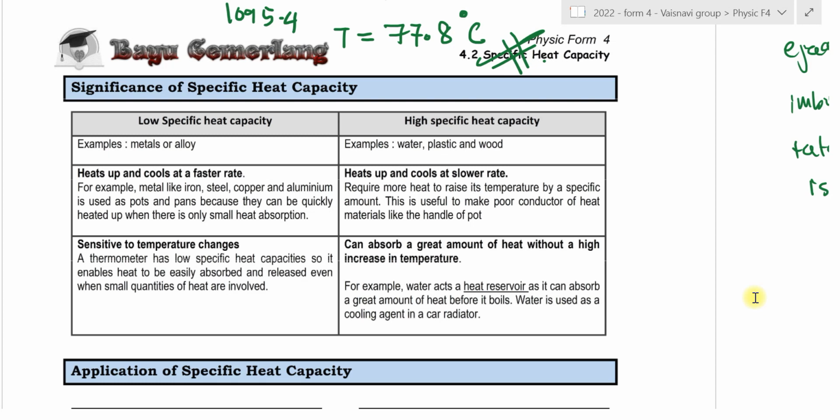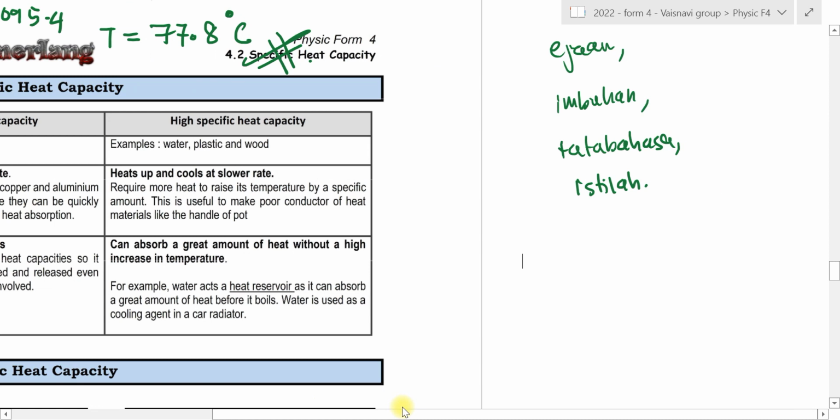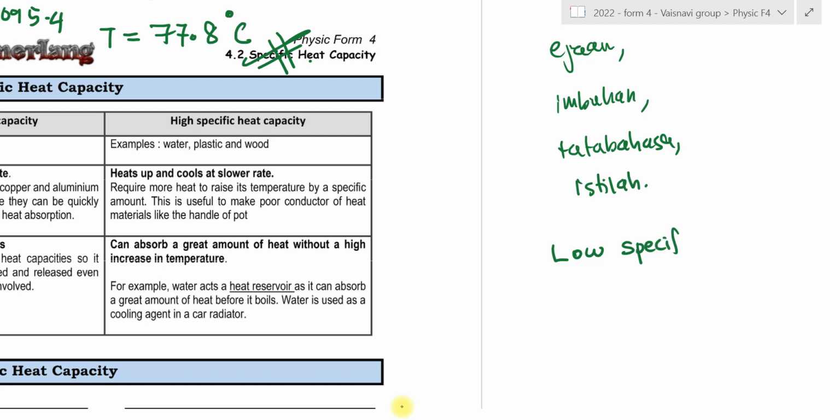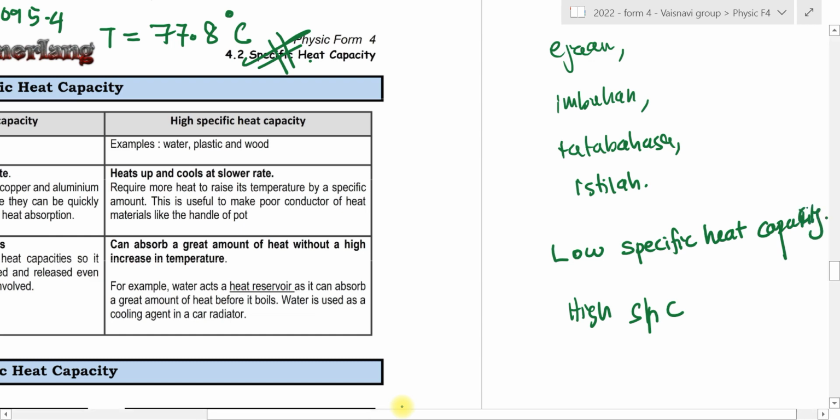Okay. Last week we learned about specific heat capacity. What do you mean by low specific heat capacity? And what is meant by high specific heat capacity? Yes, Sabrina?